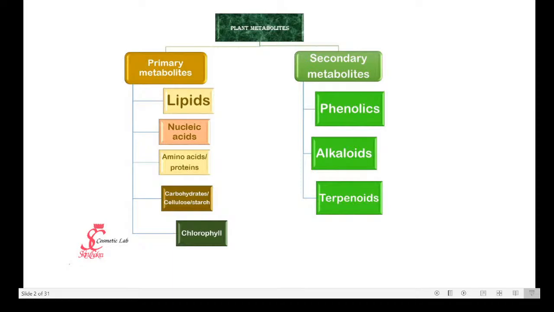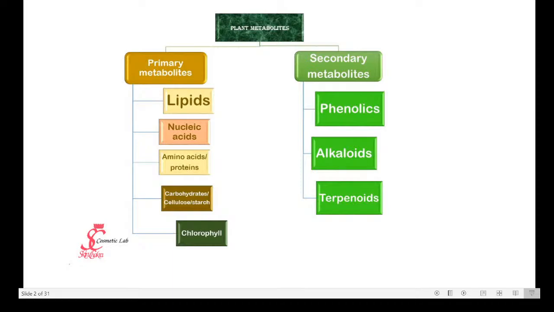Unique means partially unique, because, for example, Indica has some specific alkaloids, Allium sativum has specific alkaloids, Aloe vera has some specific alkaloids and flavonoids. But lipids, nucleic acids, amino acids, carbohydrates and chlorophylls are widely and commonly present in all the plants. The secondary metabolites are the unique ones.